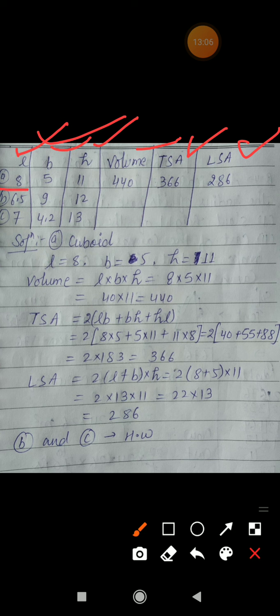Okay, so here the dimensions are given: 8 as length, 5 as breadth and 11 as height. So we have to write here length is equal to 8, breadth is equal to 5 and height is equal to 11, and first of all we have to find the volume. So how to find the volume? You have to use this formula: volume is equal to length into breadth into height, and put the values of length, breadth and height.